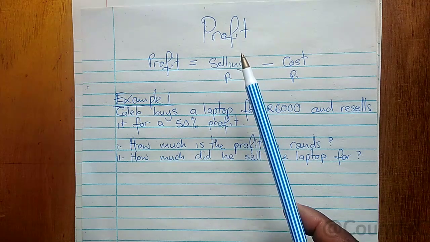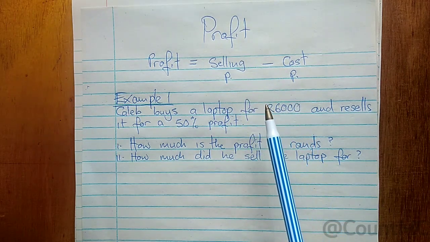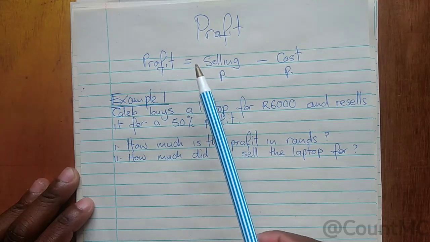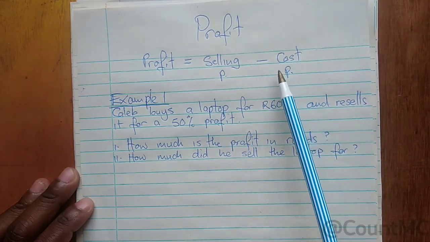So a profit is when you buy something and you sell it. That extra money you make is the profit. So profit is given by the selling price minus the cost price.